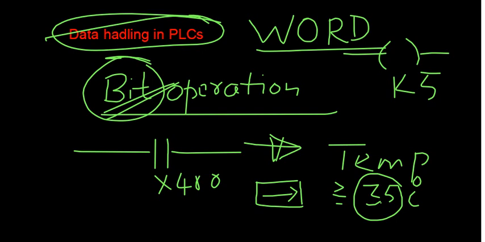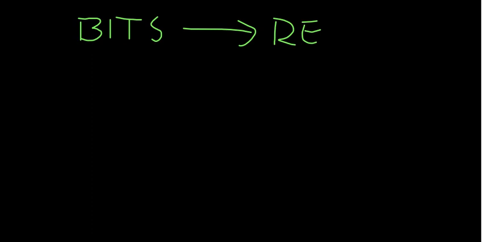We go with data handling. There are certain important instructions and aspects related to data handling in your PLC, and that also becomes a part of your PLC programming. How would you handle the data whenever your analog sensors measure some data? How would you convert them into digital values?